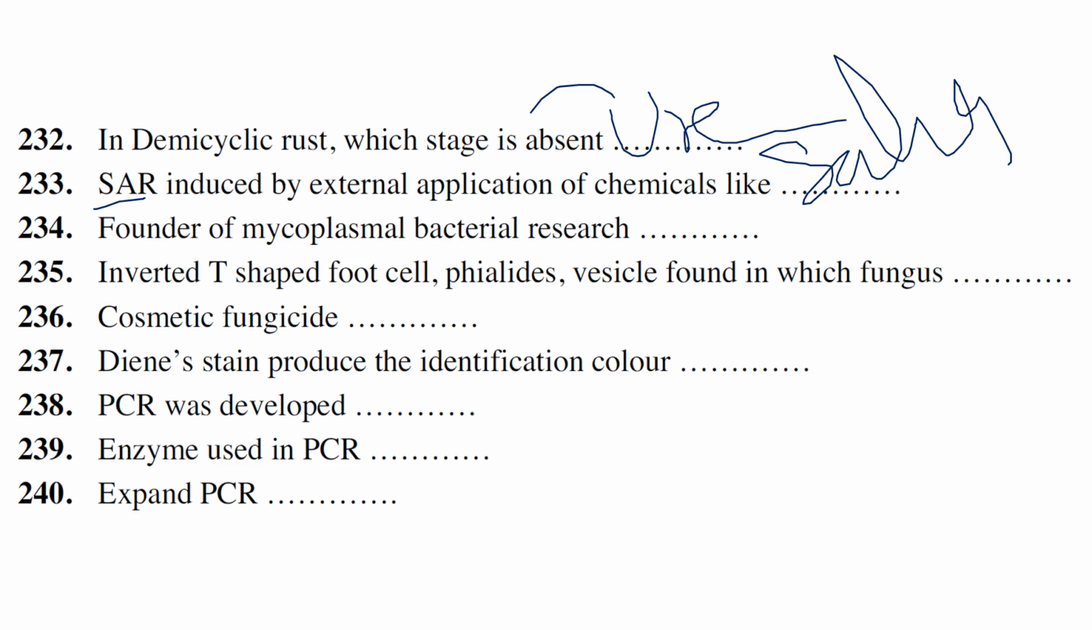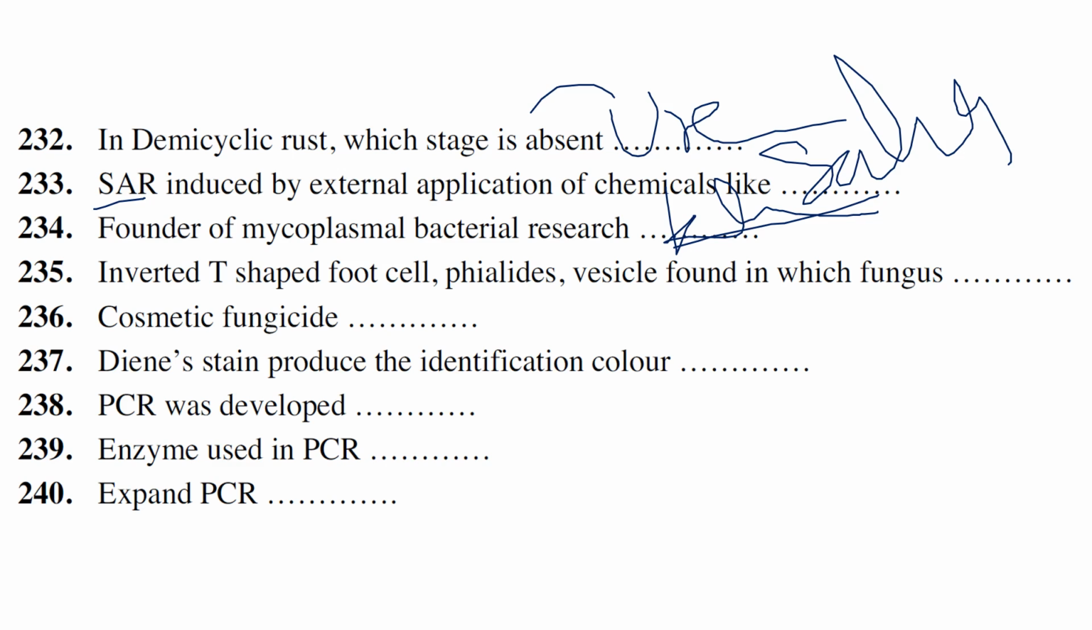Founder of mycoplasmal research. So Klieneberger-Nobel is generally considered the founder of mycoplasmal research. She discovered L bacteria, the L form of bacteria. So why did she name it the L form of bacteria? She was working in the Lister Institute. To honor Joseph Lister, also a very famous microbiologist, she named it the L form of bacteria, which was discovered by Klieneberger-Nobel in 1935.